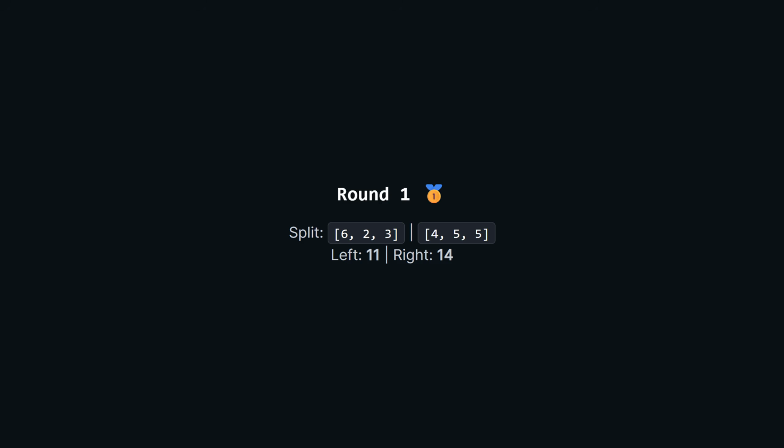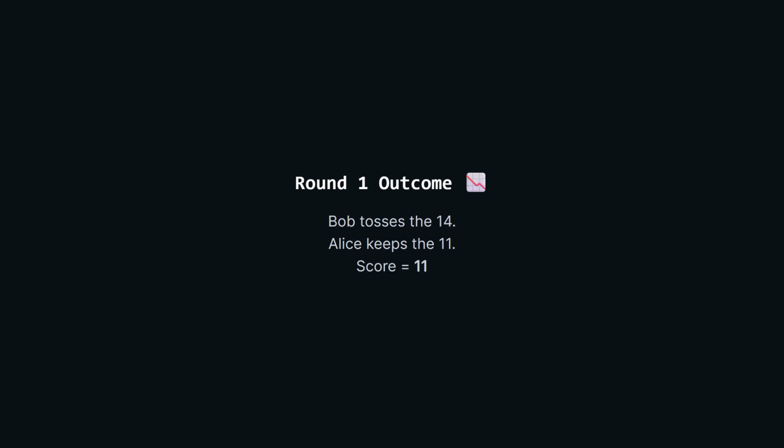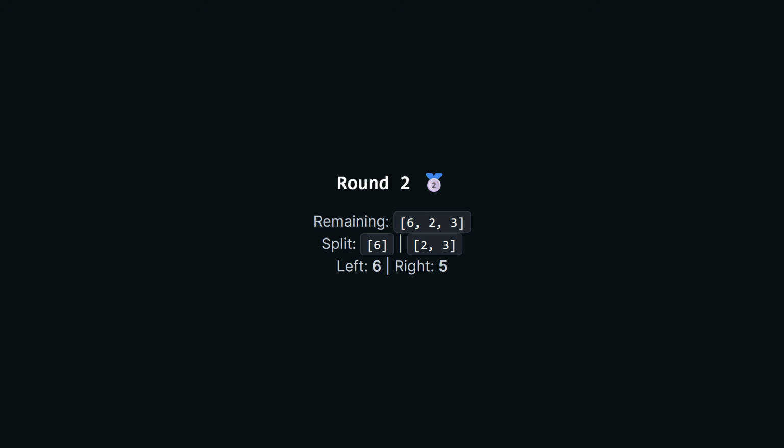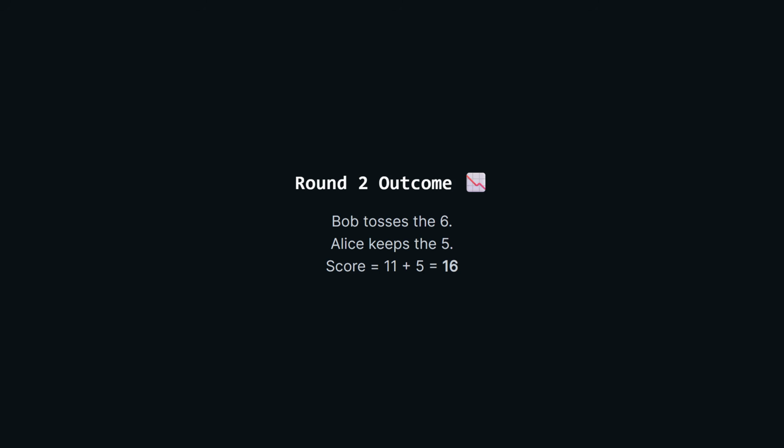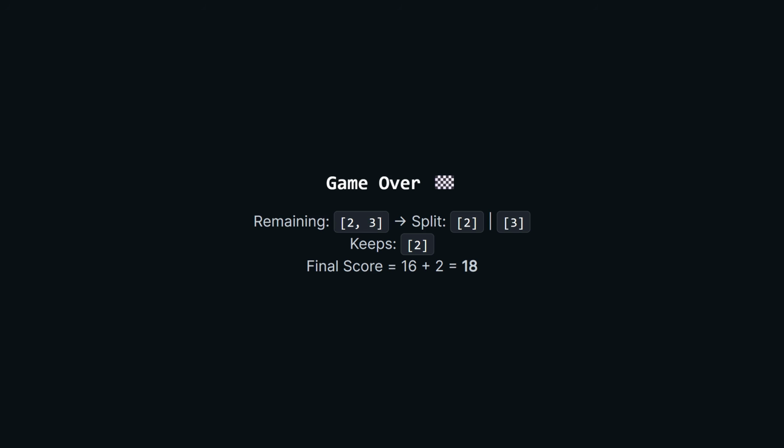If Alice makes her first slice right down the middle, the left side is 11 and the right is 14. Bob discards the heavier right side, so Alice secures 11 points. Now she has to split the remaining 3 stones, so she cuts it after the 6. Bob tosses the heavier left side, leaving Alice with a 5-point pile, bringing her total to 16. She splits the last 2, keeps the smaller 2-point stone, and the game ends because only 1 stone is left.